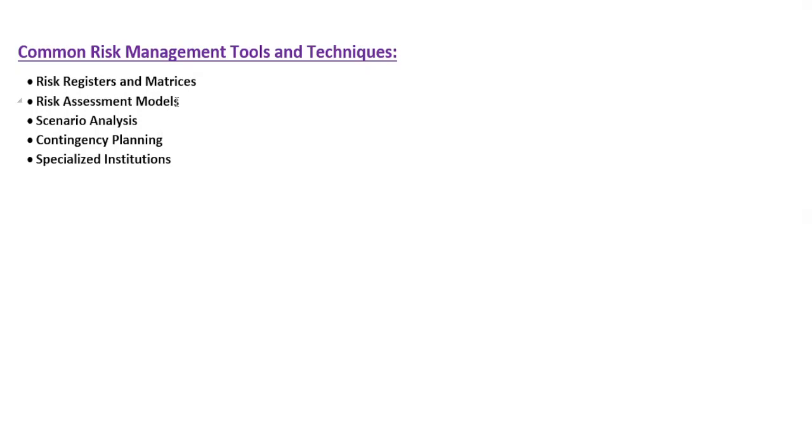The fifth is specialized institutions, used to transfer risk to specialized institutions. Like if there is a security issue in a company, then the risk should be transferred to a security company to better manage it. So that is all about today's topic on risk management.